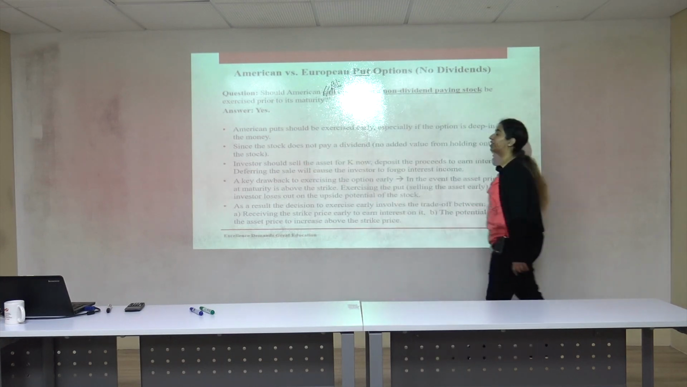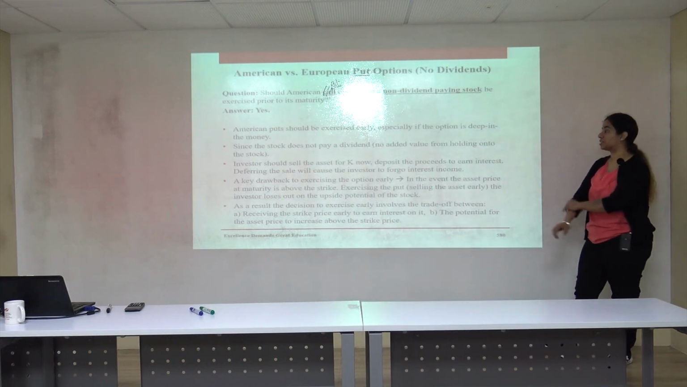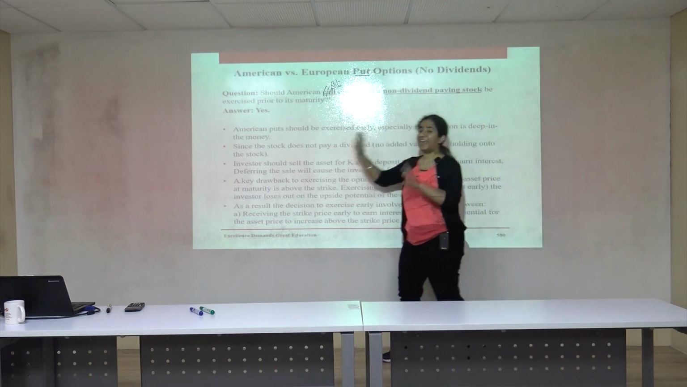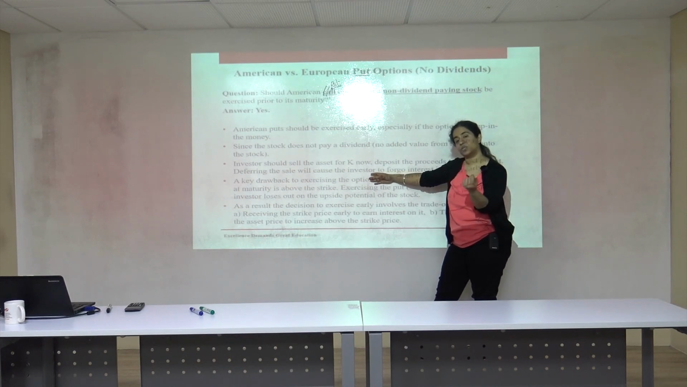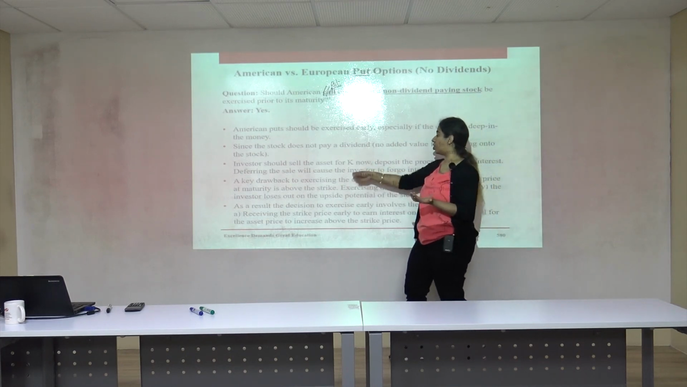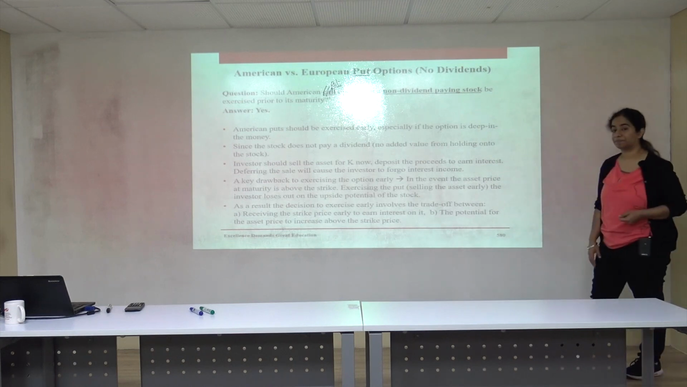So investors should sell the asset for K now, and deposit the proceeds to earn interest. Delaying the sale will just harm the investor, because delaying the sale means you're losing out on the interest you could be earning. It will cause the investor to forego interest income.